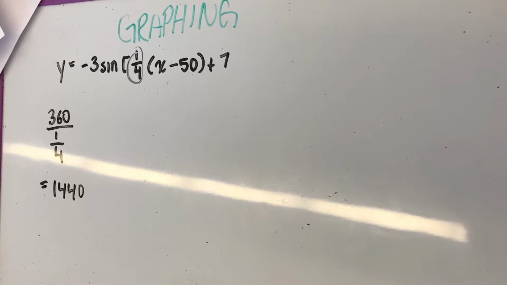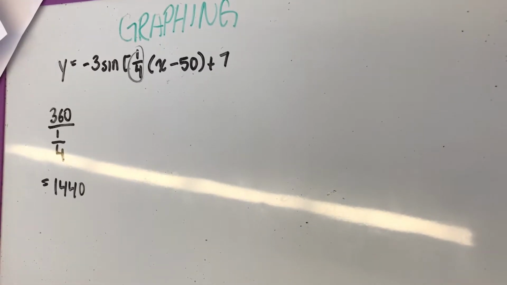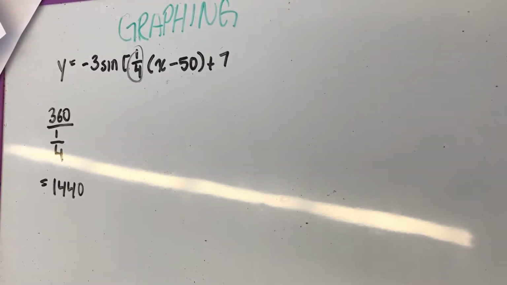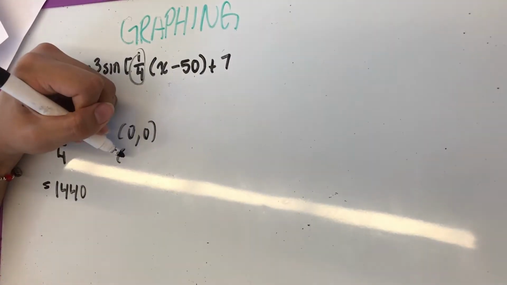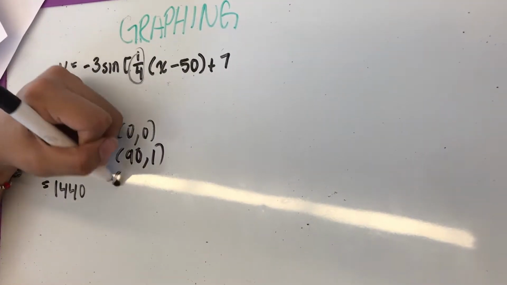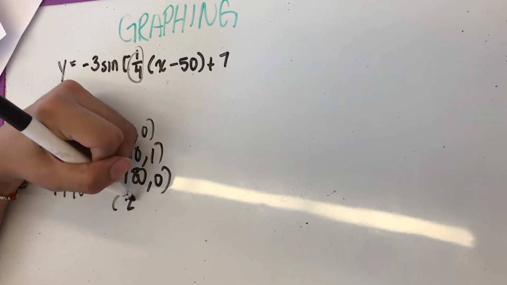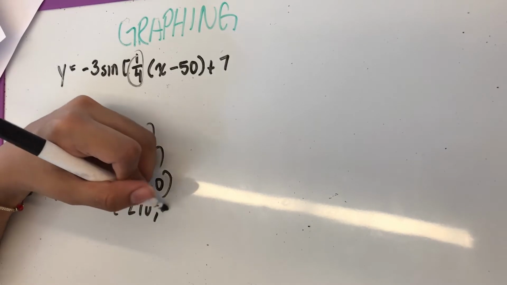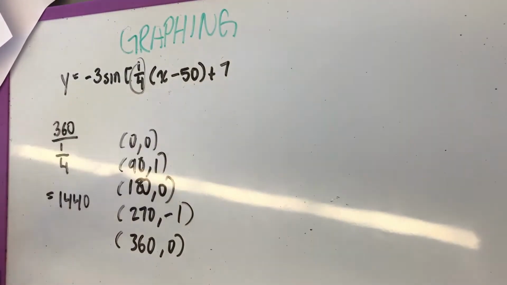Now we must find our new 5 key points. Let's recall back to our last lesson, or our first lesson, when we were talking about the sine and cosine base functions. Our 5 key points for the sine function were (0, 0), (90, 1), (180, 0), (270, −1), and (360, 0).